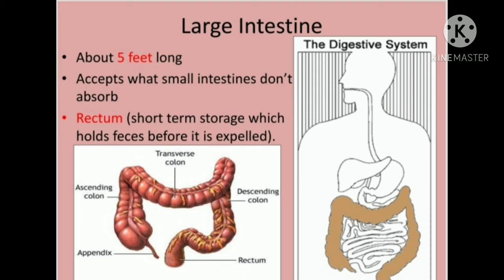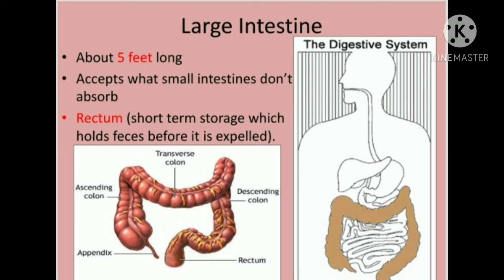Okay, so starting with the large intestine. It is about 5 feet long. It accepts what the small intestine doesn't absorb. I'm repeating it once more: it accepts what the small intestine doesn't absorb. It means that the remaining portion, the remaining food substance which is not absorbed by the small intestine, is absorbed by the large intestine. Okay, I hope now this is clear.